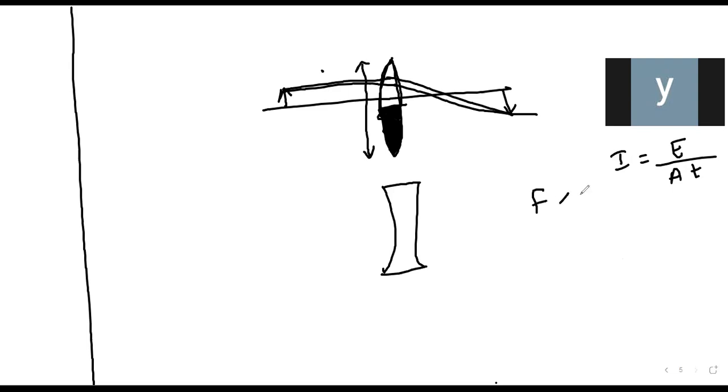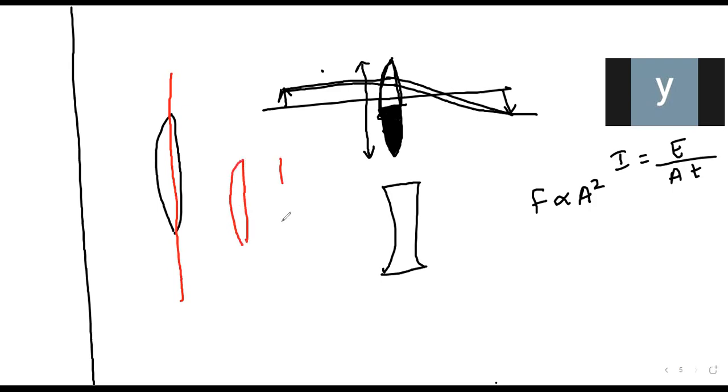And remember that the focal length of a lens is directly proportional to the square of the area of the lens. This one, intensity, we discussed, and then lens makers we discussed. Next, suppose I have a lens like this. If I divide the lens perpendicular to the principal axis, it will be divided into two parts like this and like this.